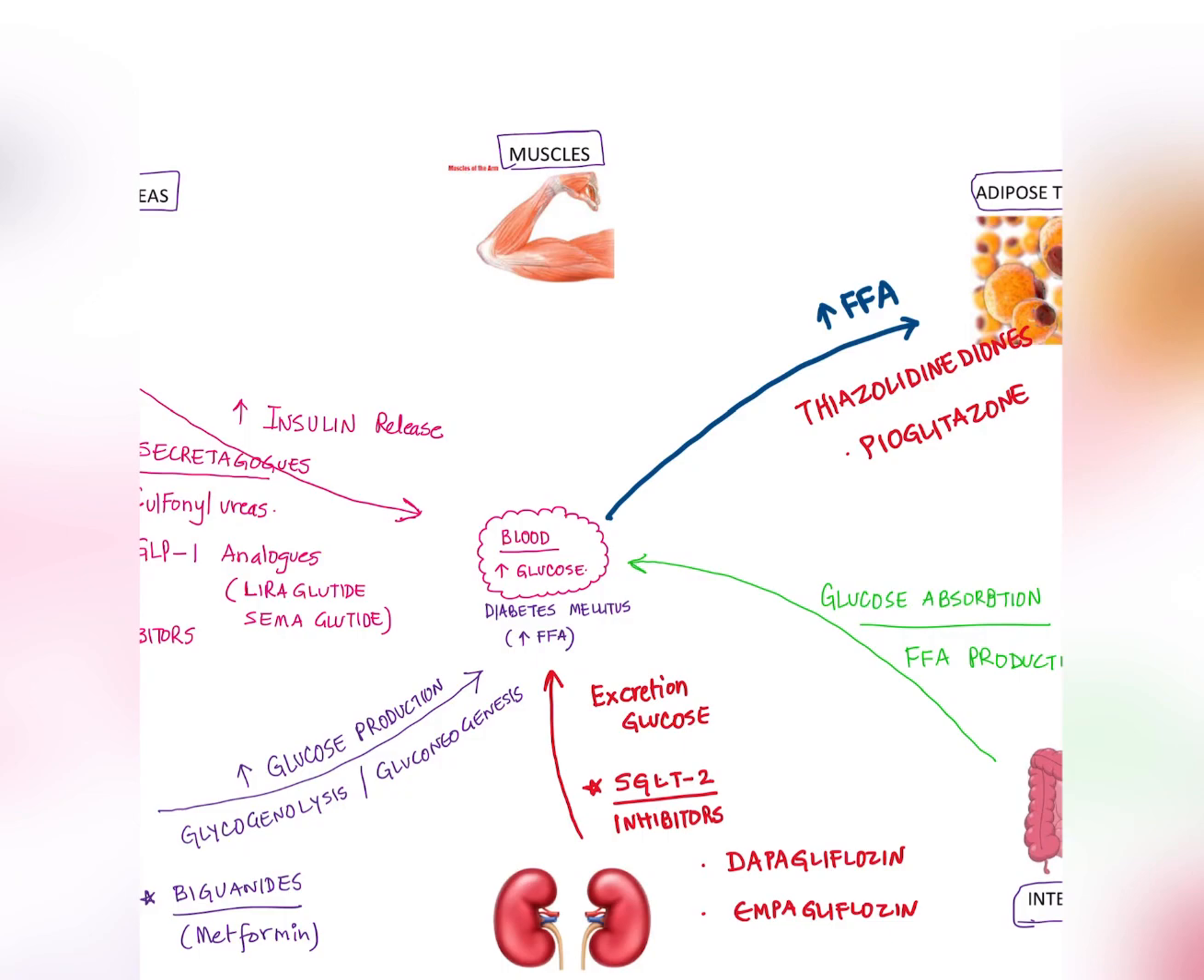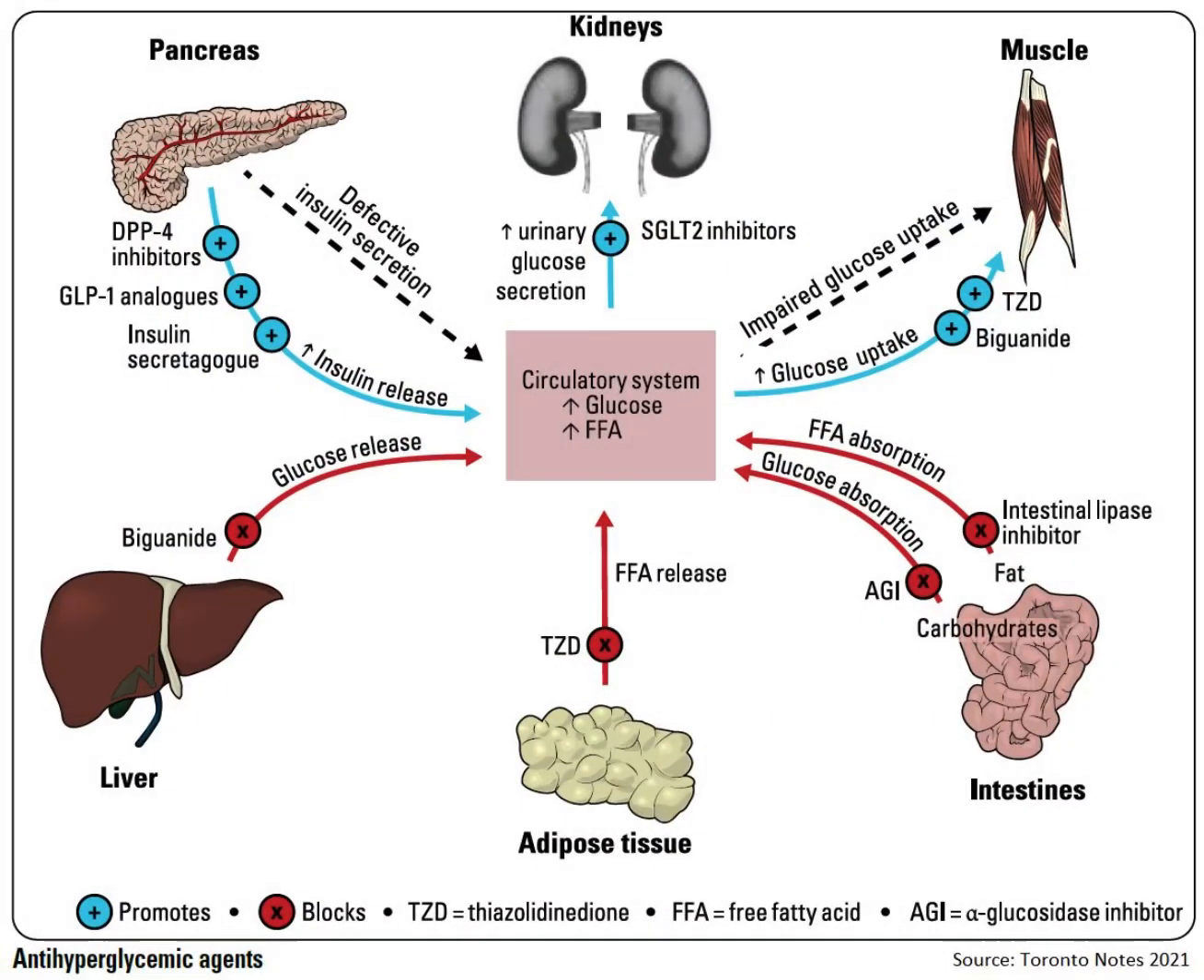Next comes an important step in pathology responsible for increase in blood glucose, which is defective utilization of the glucose by muscles, again because of lack of insulin and insulin resistance. This is checked by drugs like biguanides, metformin, and thiazolidinediones. This completes the pathogenesis of hyperglycemia in case of diabetes mellitus.